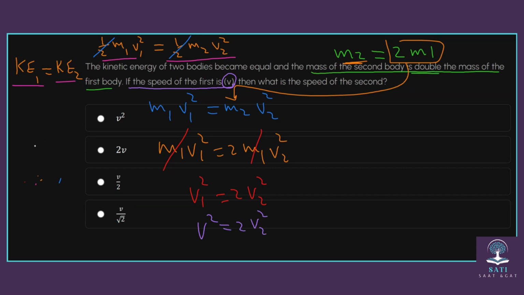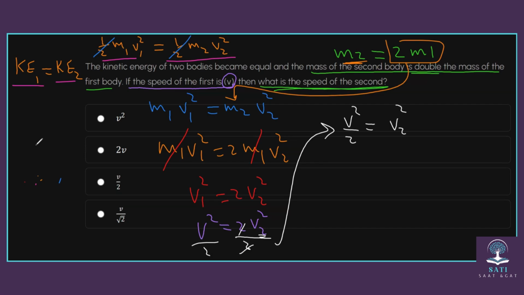Now, I continue reading here. What they are asking is: what is the speed of the second? The speed of the second is the velocity of the second, so they are asking about v2. To isolate v2, I'm going to divide both sides by 2, so 2 will cancel with 2. What will I get then? On the left side, I'll get v squared over 2 equals v2 squared.